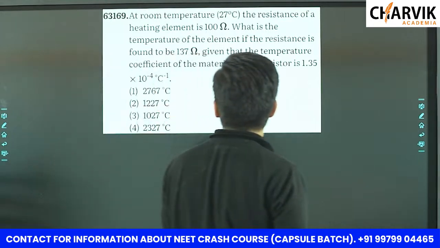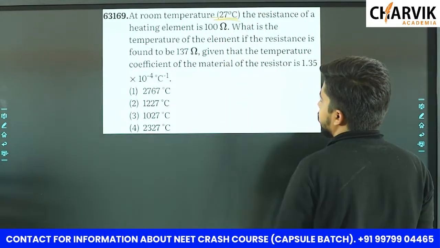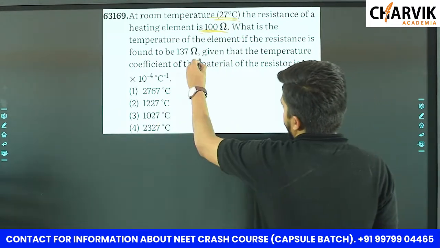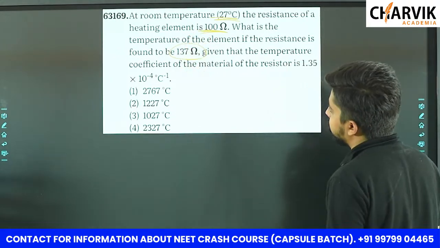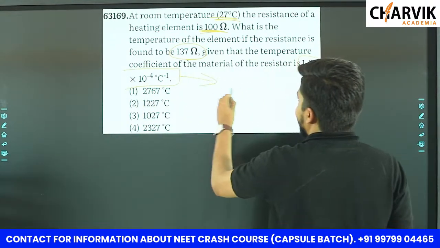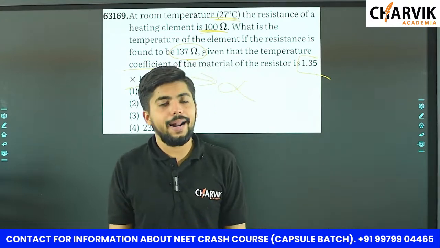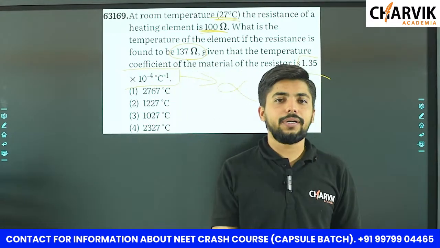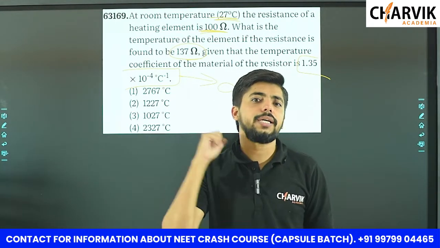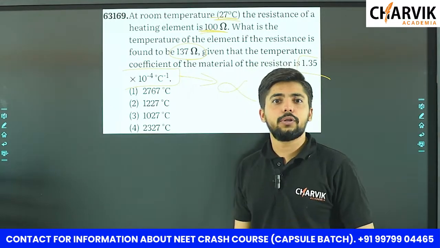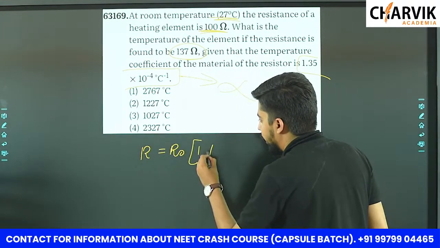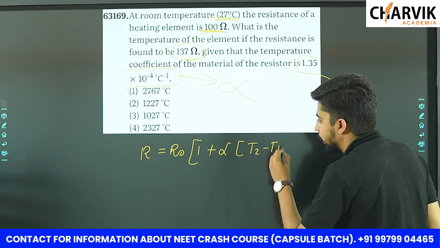So this question says at room temperature, which is 27 degree, the resistance of a heating element is 100 ohm. What is the temperature of the element if the resistance is to be found 137, given that the temperature coefficient of the material of the resistance is 1.35 into 10 raised to minus 4. Temperature coefficient means alpha is what they are asking, and change in temperature is what they are asking. So what is the equation which relates the resistance and the change in temperature? You very well know it is given in the 3rd chapter, standard number 12. The formula is R is equal to R naught into bracket 1 plus alpha into T2 minus T1.